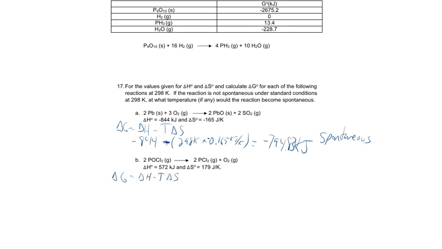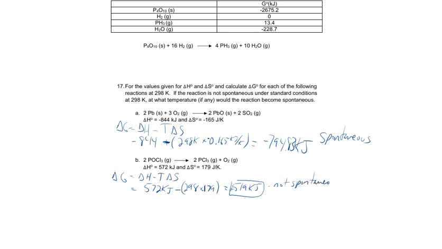Plug in your delta H. Now we have a very large endothermic reaction here. You also have a positive delta S, so that could be spontaneous. It's 298 times 0.179, excuse me. Convert to kilojoules. And that's 519 kilojoules. Positive, so it's not spontaneous.